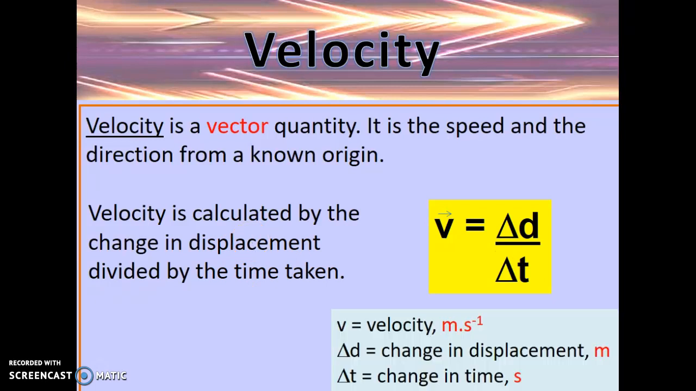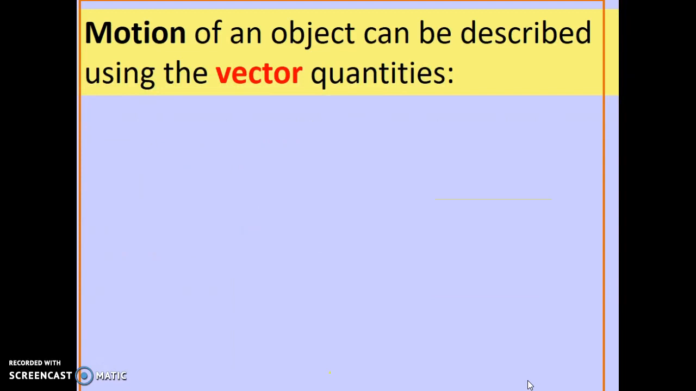Good. Velocity is measured in meters per second, to the minus 1, and we write it that way, always. And delta d, which is a change in displacement, is measured in meters. Delta t, or the change in time, is measured in seconds.